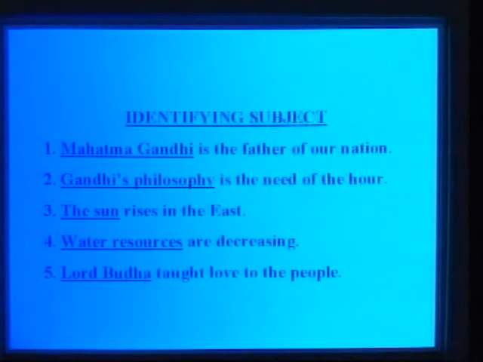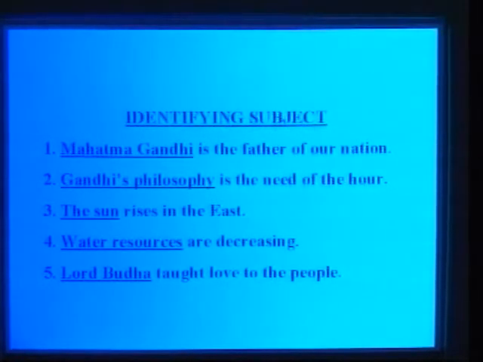Identifying the subject. You have some sentences given over here, already underlined, but you also verify, check whether it is done correctly or not. Of course, all of them are correct. At least see the difference. What's here? For example, the first sentence you have, Mahatma Gandhi is the father of our nation, which is there in the context also.